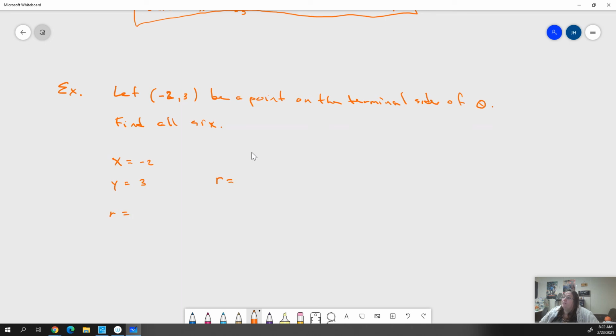So we're going to go r equals the square root of x squared plus y squared, which means the square root of -2 squared plus 3 squared, which is 4 plus 9, which equals the square root of 13. Leave it. If it doesn't break down, it's just the square root of 13. They're not all going to be perfect for us.